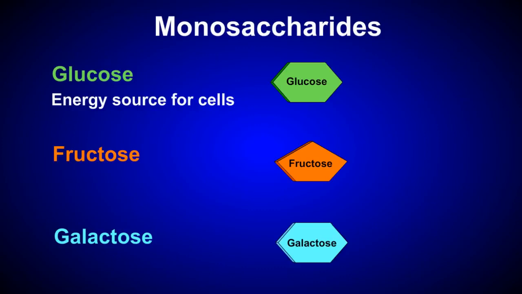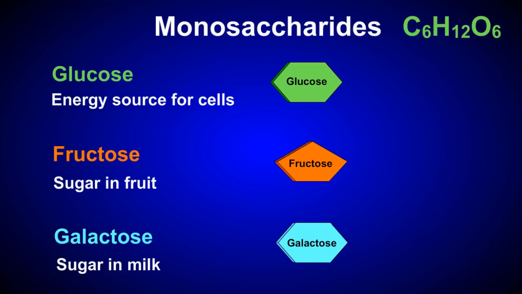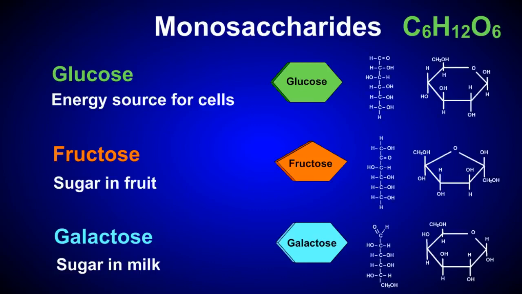Fructose is the primary monosaccharide found in fruits and plants, and galactose is the primary monosaccharide found in milk. All of these monosaccharides are 6 carbon sugars with the chemical formula C6H12O6. They can be depicted chemically as either straight chains or rings.